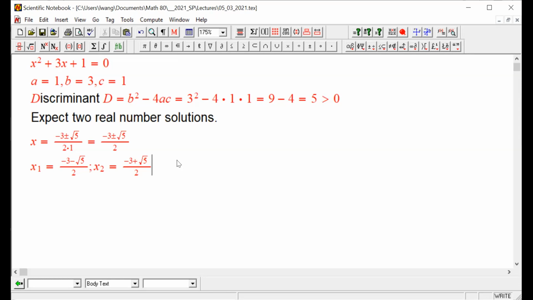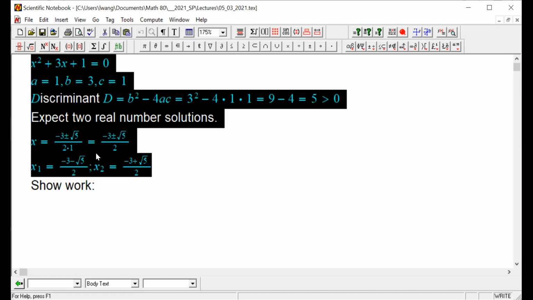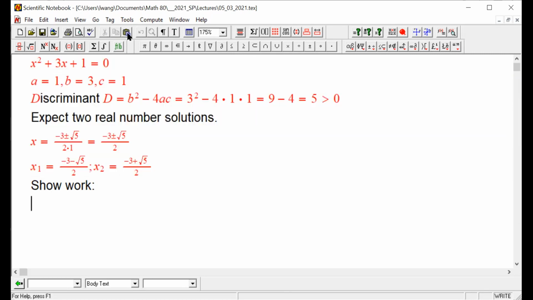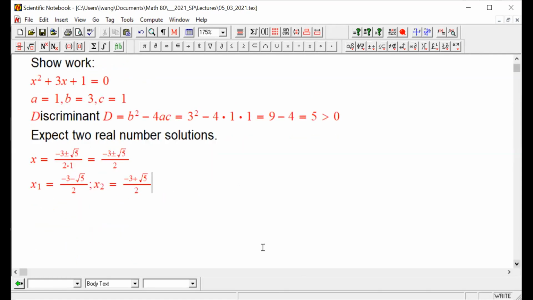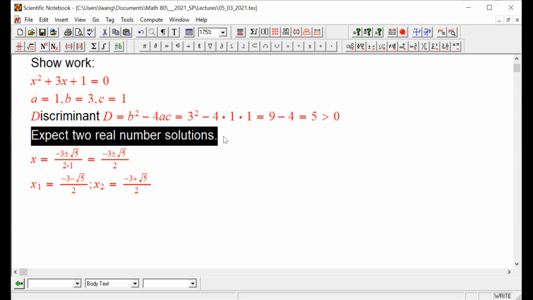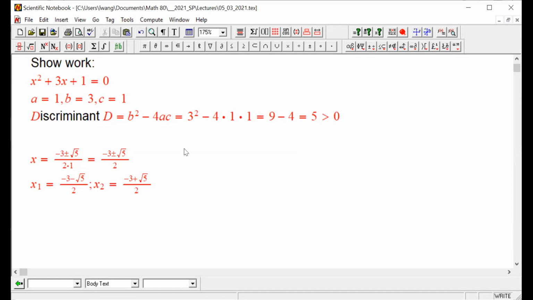So in terms of how to show work for alpha 46, this is all you need to do. And when you show work, you don't really need to write this sentence, even though you know it.